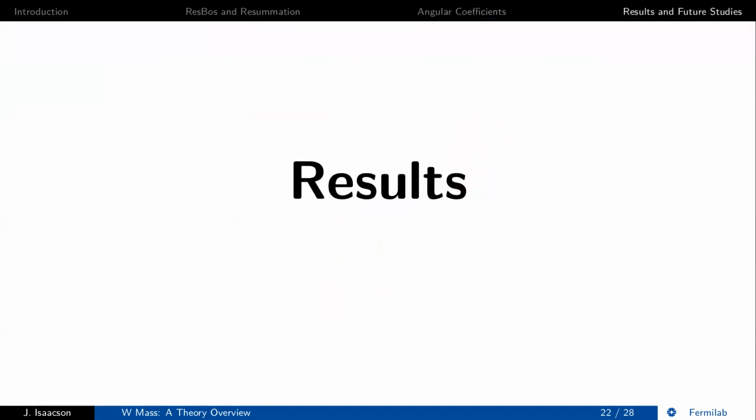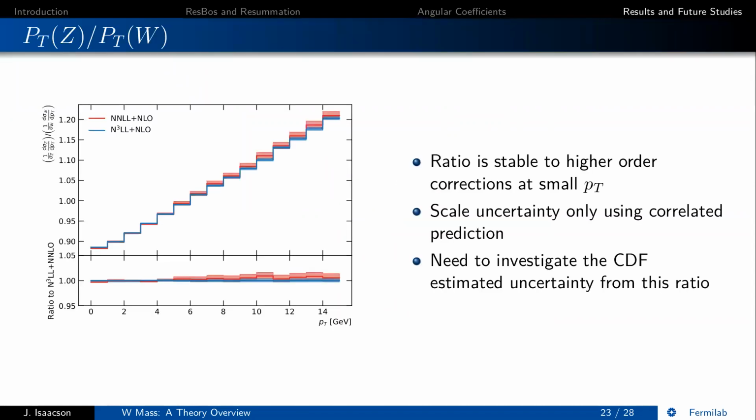So the question now is, what happens when you put all of this together and compare to what CDF did versus what the new improved ResBos code would predict the W mass to be? The first thing you have to look at is the PTZ to PTW ratio, because this ratio tells you how you map some of your experimental components that you measured and calibrated with the Z to the W. And so you want to look at this ratio.